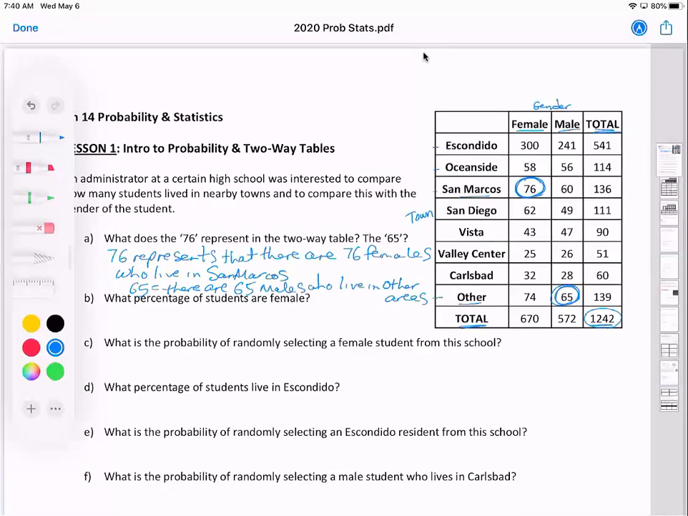Now, if you're a female who lives in San Marcos, can I get a whoop whoop? And if you're a male who lives in other areas not listed, can I get a whoop whoop? All right, that was exciting.